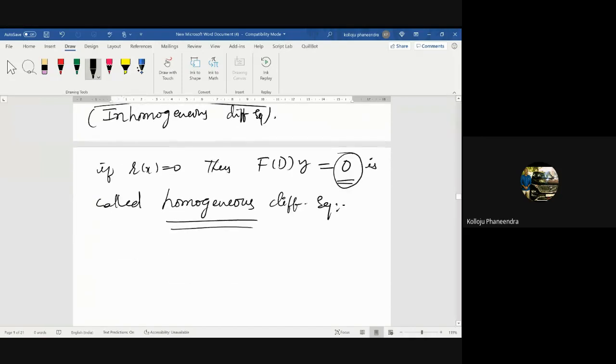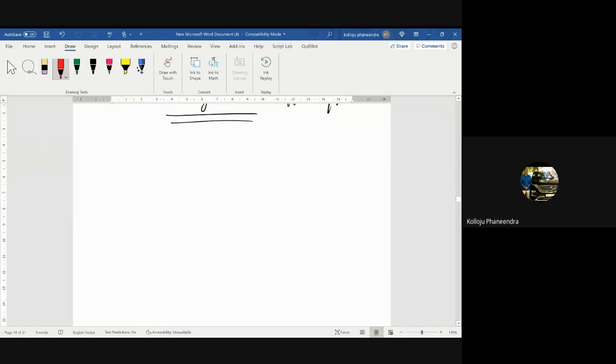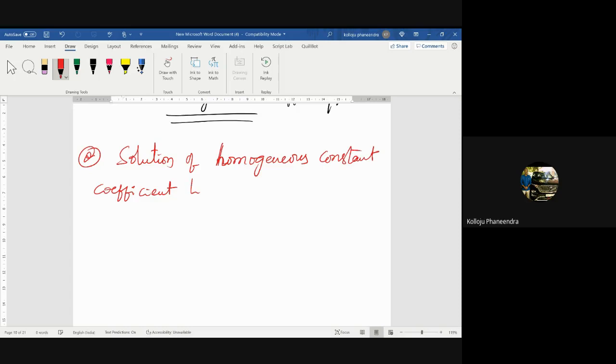Now, first let us solve homogeneous differential equation. Homogeneous constant coefficient. Heading: solution of homogeneous constant coefficient linear differential equation.